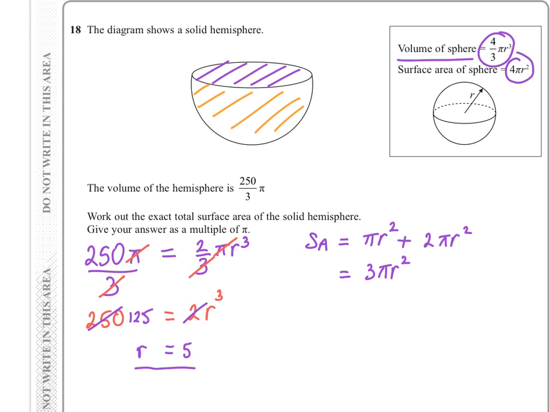But we already know what r is. r is 5. So we can say the surface area is 3 pi times 5 squared, which is 3 pi times 25, which is simply 75 pi, and we can just say units squared here.